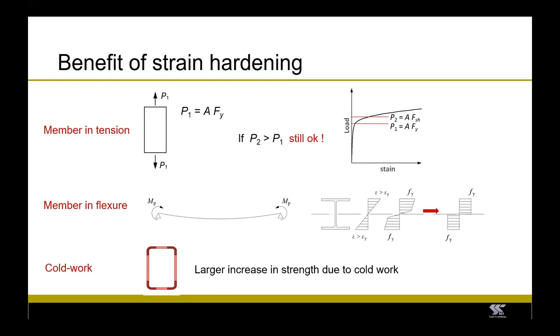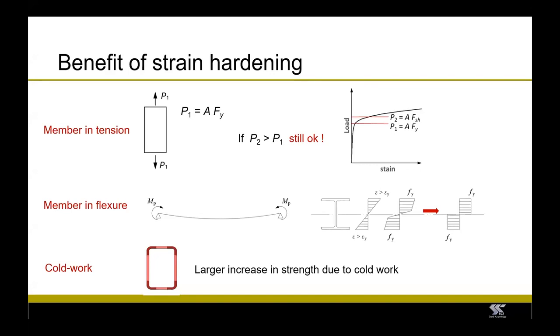A clear example of this benefit is that it provides a margin of safety in those situations in which the resistance of the member is governed by yielding. So for example, if we imagine that we have a tensile member that is proportioned to resist a tensile force by yielding of the cross-section, when this force is applied, the stress in the cross-section is going to be equal to the yield stress if we assume that the section is fully utilized.